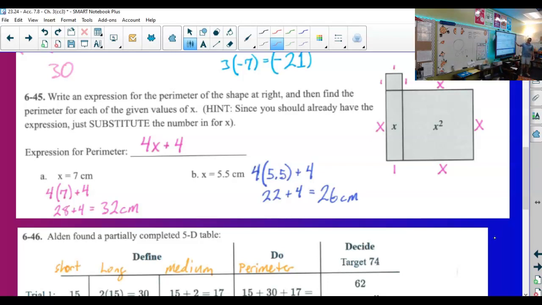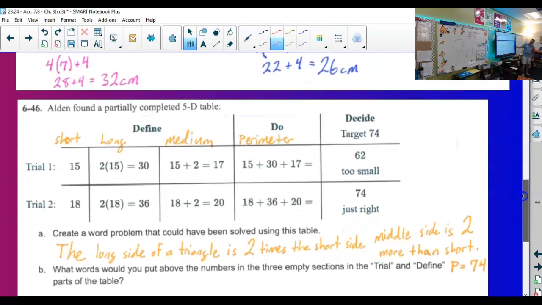If we write out the expression 4x plus 4, if we actually solve it, it's 32 or 26, depending on what x is, because obviously as x gets bigger, you don't need to apologize, just making sure we weren't losing the fight with gravity.